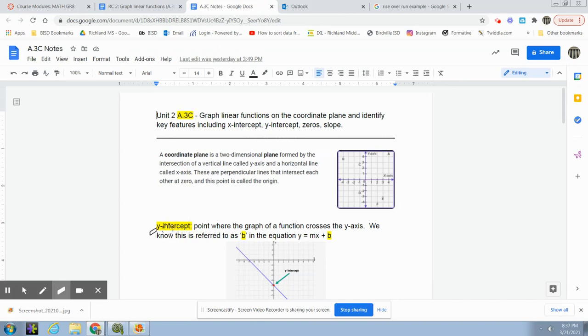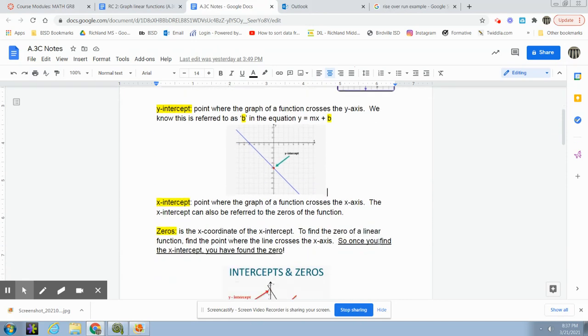The y-intercept is a point where the graph of a function crosses the y-axis. We know this is referred to as b in the equation y equals mx plus b. So we can see here that it's crossing at -5, and that is your y-intercept. That is where it crosses the y-axis. The x-intercept is a point where the graph of a function crosses the x-axis.